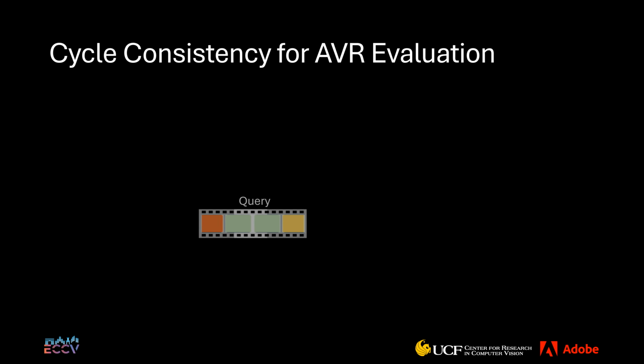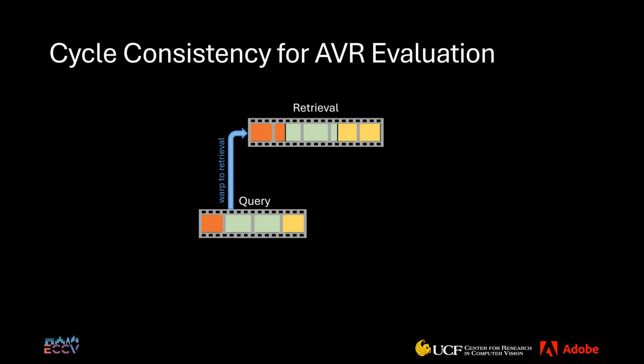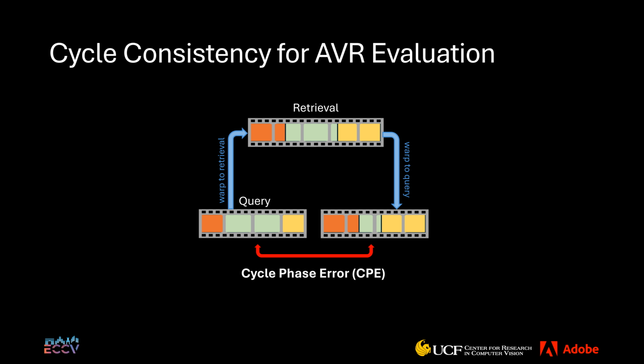We propose cyclic consistency-based protocols to evaluate our alignable video retrieval, AVR, system. First, we propagate the ground truth phase labels to the top 1% retrieved result by warping the phases. Next, we propagate those phase labels back to the query video. Finally, we compute the cycle-back phase difference to measure the consistency of the alignment.